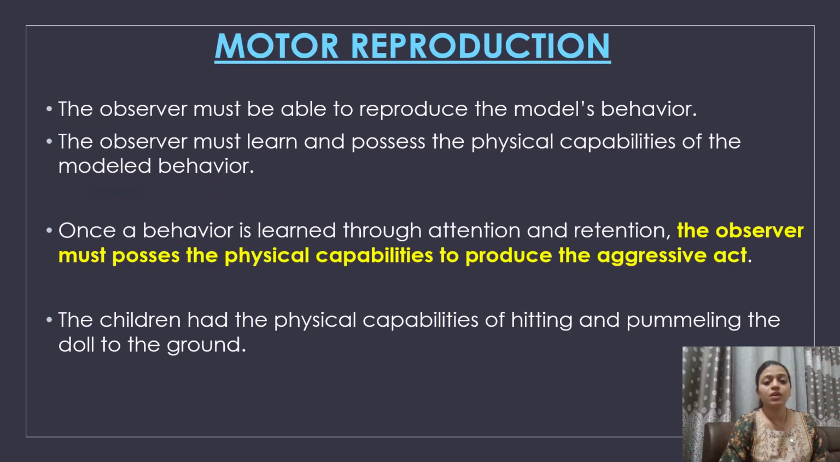Okay. Motor reproduction: the observer must be able to reproduce the model's behavior. Once a behavior is learned through attention and retention, the observer must possess the physical capabilities in order to produce the aggressive act. Like, suppose the age group of children used in the Bobo doll experiment was less than 2 years, how would they hit the doll? It's not possible because they have not developed that kind of physical strength or capability. So that is also required. So that is called motor reproduction.